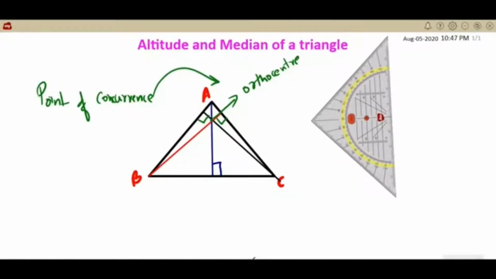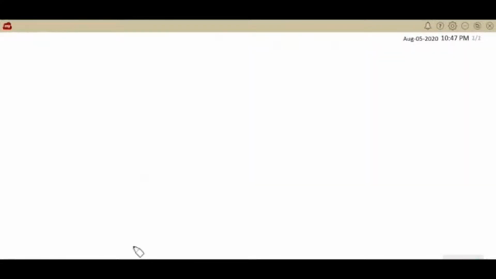Okay, let us think about the next topic: what is called the median of a triangle. That is the next topic. So be very clear about altitude now. We'll think about the next one, what is called the median of a triangle.